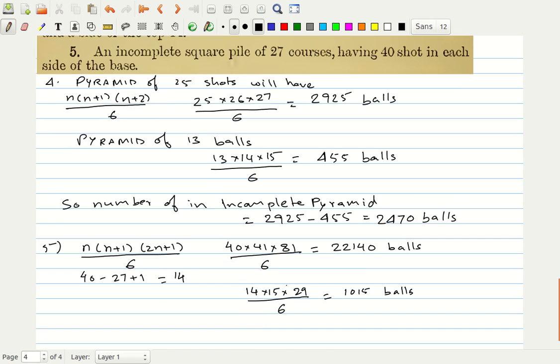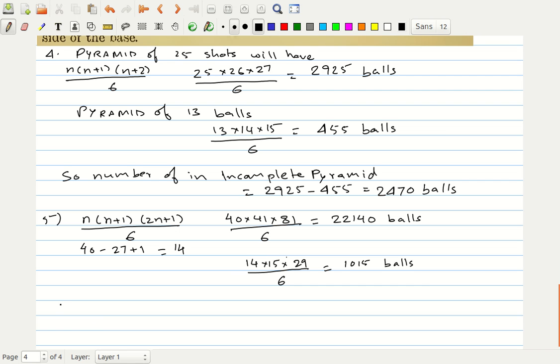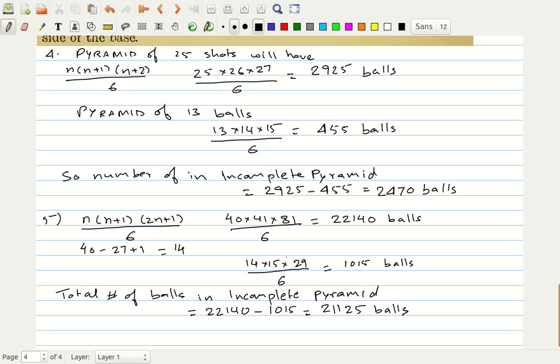So the total number of balls in the incomplete pyramid is simply 22140 minus 1015 is equal to 21125 balls, and we are done.